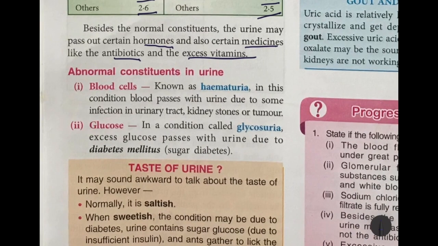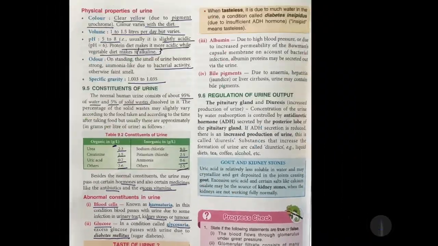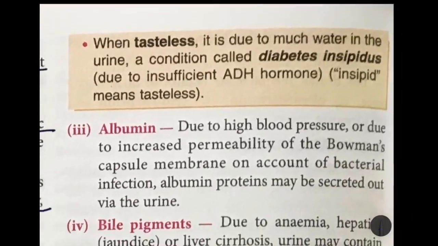Now, abnormal constituents in urine. Sometimes blood cells will be found in the urine, and this is known as hematuria. In this condition, blood passes with the urine, due to some infection in the urinary tract, kidney stones or even a tumor. Sometimes more glucose is passed out, and this is known as glycosuria. Excess glucose passes with urine due to diabetes mellitus. A person who is diabetic will pass out a lot of glucose in his urine.